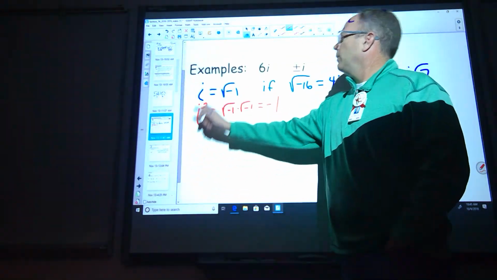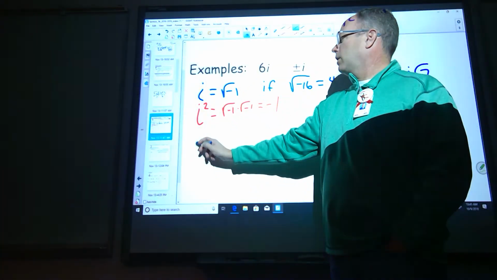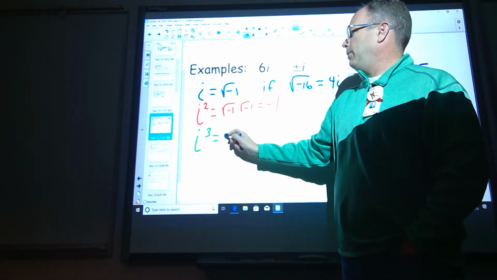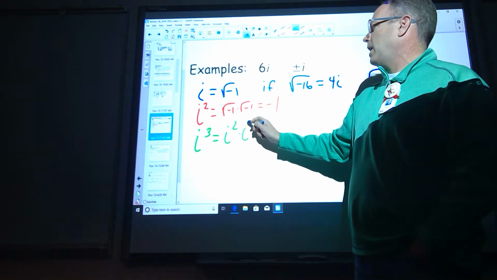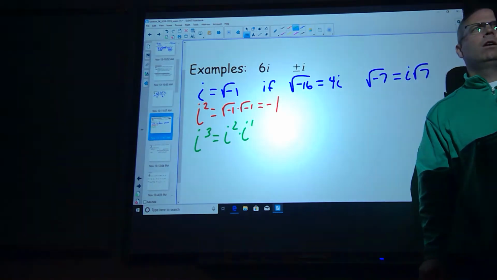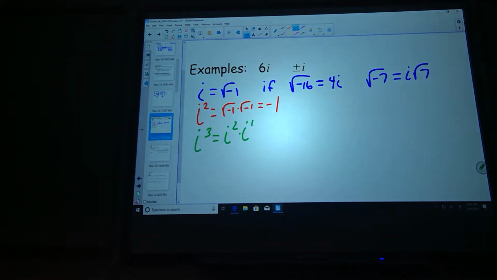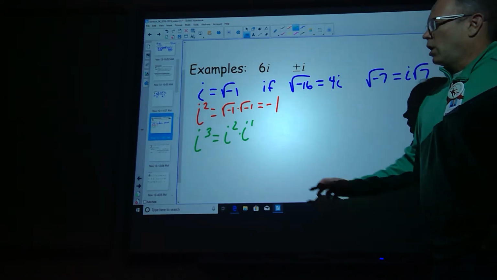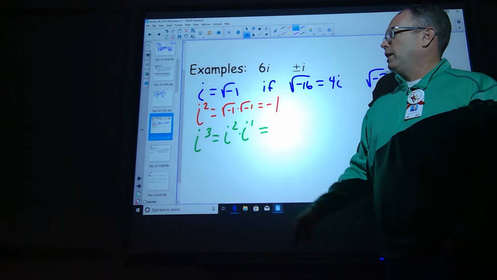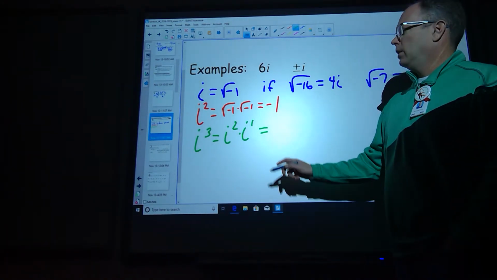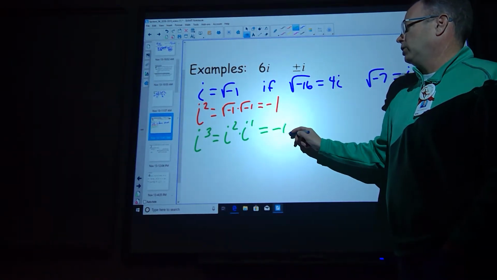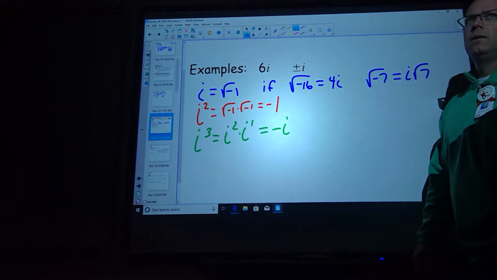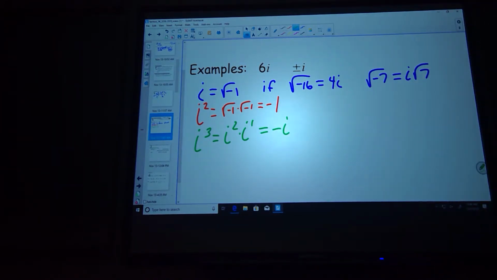All right, so then i to the third is the same thing as i squared times i to the first. Remember your rules of exponents? If exponents are next to each other and you're multiplying the bases, you add the exponents. So what is i squared equal to? Negative 1. So this becomes just negative i.